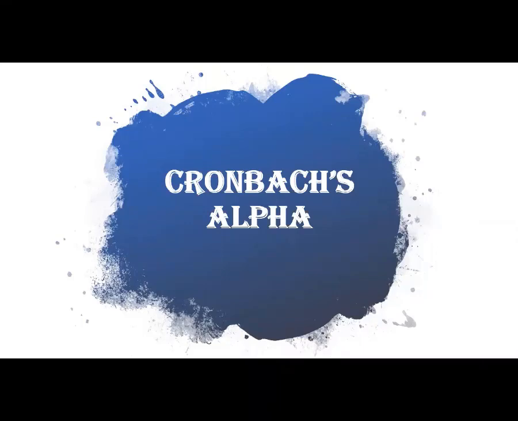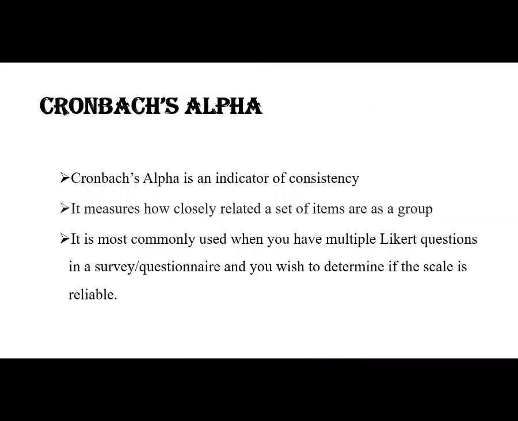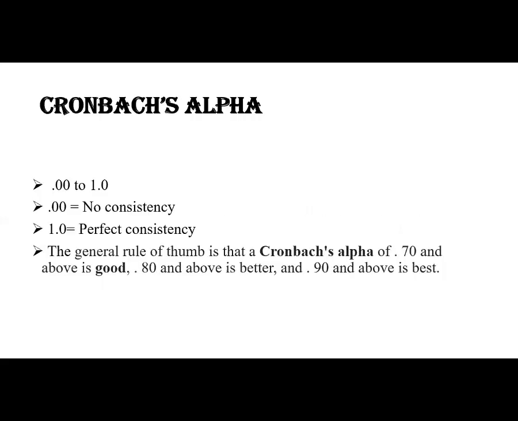So from today I'm going to start a series of videos on quantitative research analysis. In this first video, we will talk about Cronbach alpha. Cronbach alpha is an indicator of consistency. It measures how closely related a set of items are as a group. It is most commonly used when you have multiple Likert scale questions in a survey or questionnaire, and you wish to determine if the scale is reliable.